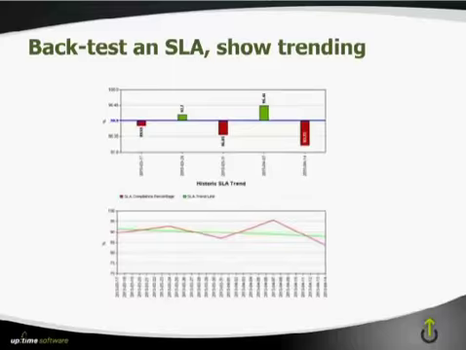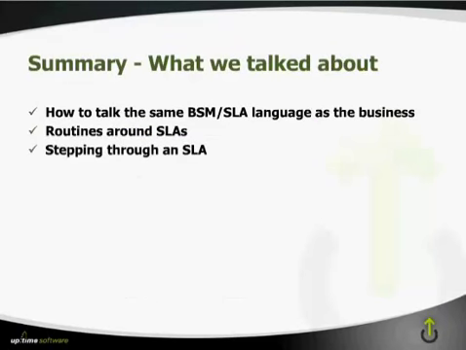So in summary, what we talked about was how do we talk the same language? When people talk BSM and service-oriented architectures and high-level application monitoring, what does that actually mean? When a business user says an application must be available and running, that potentially can mean something very different from what an IT person with a very infrastructure-focused point of view would be talking about. We covered some routines around SLAs, and then stepped through some sample examples of what an SLA looked like. Obviously, there are many other components, but that gives you a high-level view.